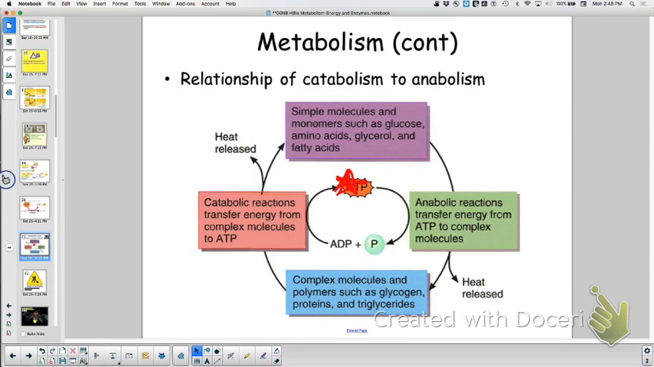I can't spend a donut, okay? I could throw a donut at my body. It's not going to be able to do anything. I need to change that chemical energy, that potential energy, into the energy that actually spins here.